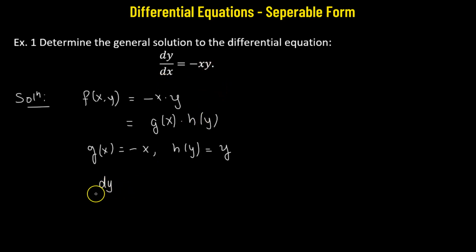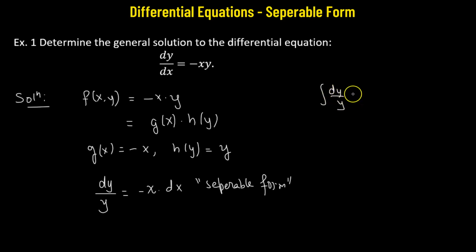So we can rewrite this as dy over y equals negative x times dx. So this is in the separable form. Once we have obtained our differential equation in the separable form, we are ready to integrate both sides. So this will be integration of dy over y equals negative integration of x dx. The integration of dy over y will be natural log of absolute value of y equals negative x squared over 2 plus some constant of integration, let's call it a. Here, this is referred to as the general solution.